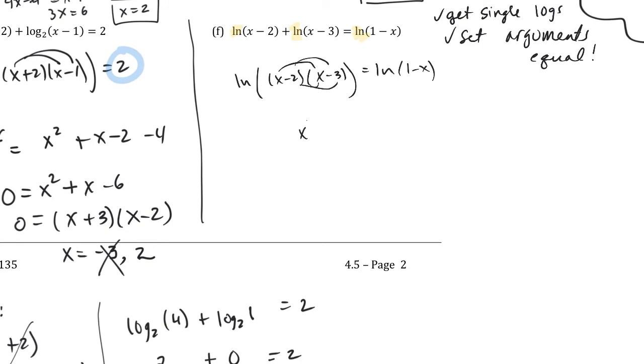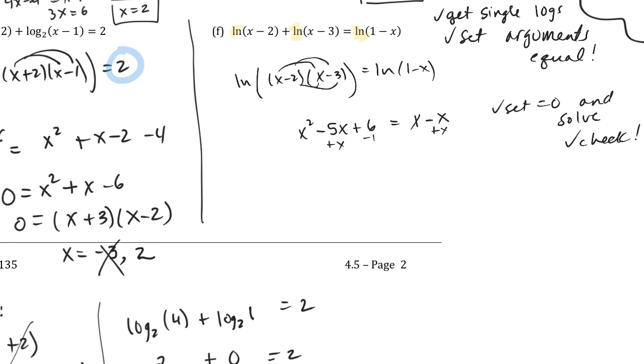So we've got x squared minus 3x minus 2 more x's, so minus 5x plus 6, and that's supposed to equal my other argument, and now we're going to set it equal to 0 and solve, and then don't forget we always need to do a check. Okay, so let's subtract 1, add x. So I've got x squared minus 4x plus 5 is equal to 0.